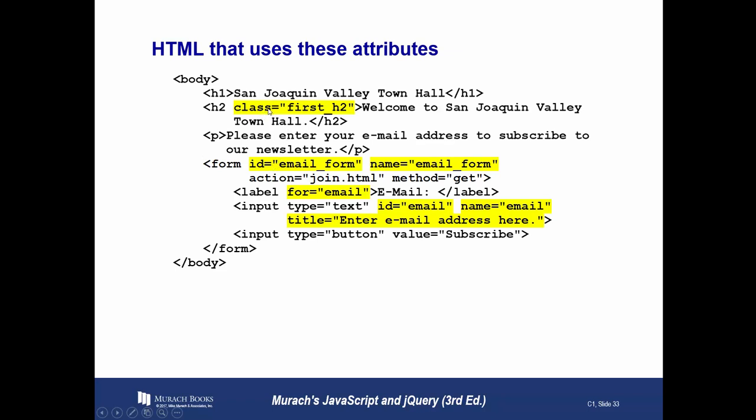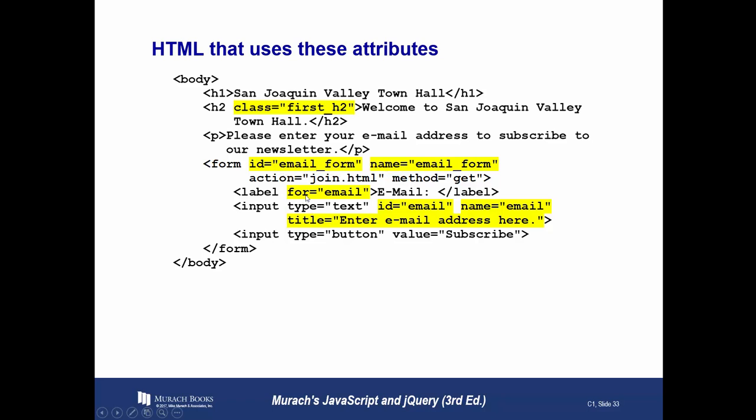What's going to happen is when I go and create my CSS, my cascading style sheets, I'll be able to code my cascading style sheet for a class of first H2. When I create my cascading style sheet, I'll be able to code for an ID of email form.